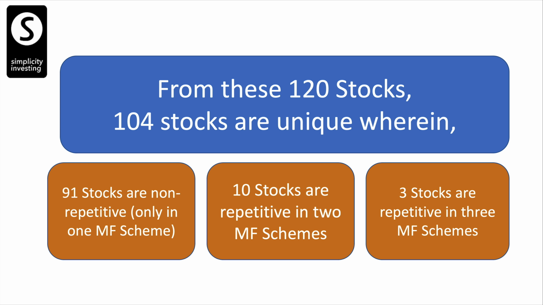Three stocks are in three mutual fund schemes. So Infosys and State Bank may be in three mutual funds, but Microsoft, Google, Apple are only in one fund. Cognizant is only in one fund. So these are the kind of stuff we have. We selected the mutual funds in such a way that the stocks are not common.